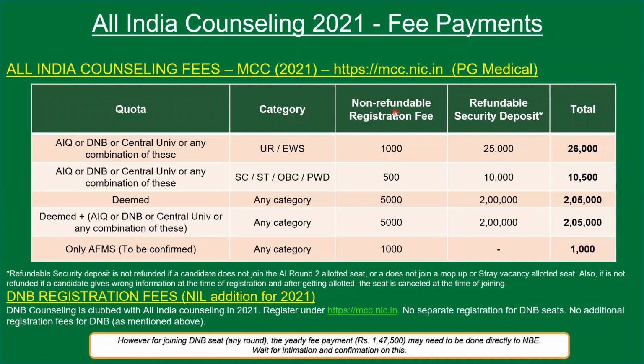So when you make payment, there are two separate categories of fee you pay. You pay it together, but there are two separate categories. One is the non-refundable registration fee, and another is a refundable security deposit. The non-refundable registration fee is towards administrative charges, and like it says, it is non-refundable. The refundable security deposit is refunded to you if you are not allotted any seat, or if you're allotted a seat and you join the seat.